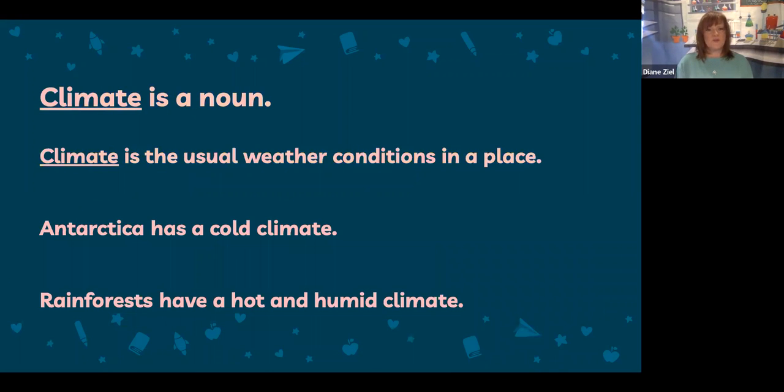Climate. Climate is also a noun. Climate is the usual weather conditions in a place. In other words, it doesn't change so much day to day. It's the way the weather is in that place all the time.